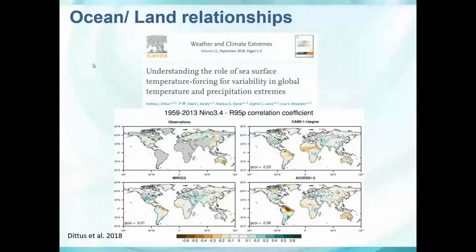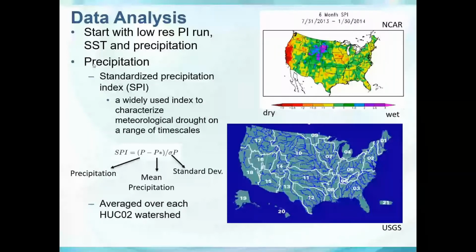So to do this, we started by looking at the sea surface temperature and precipitation from a low-resolution pre-industrial run. And rather than looking at raw precipitation data, we used something called the Standardized Precipitation Index, or SPI. So this is a widely used index for characterizing drought. It can be used on a range of different timescales, which makes it really useful. So basically, you can use it on time series data of any frequency. And basically, you just calculate it by subtracting the mean from the precipitation and then dividing by the standard deviation, so it's really easy.